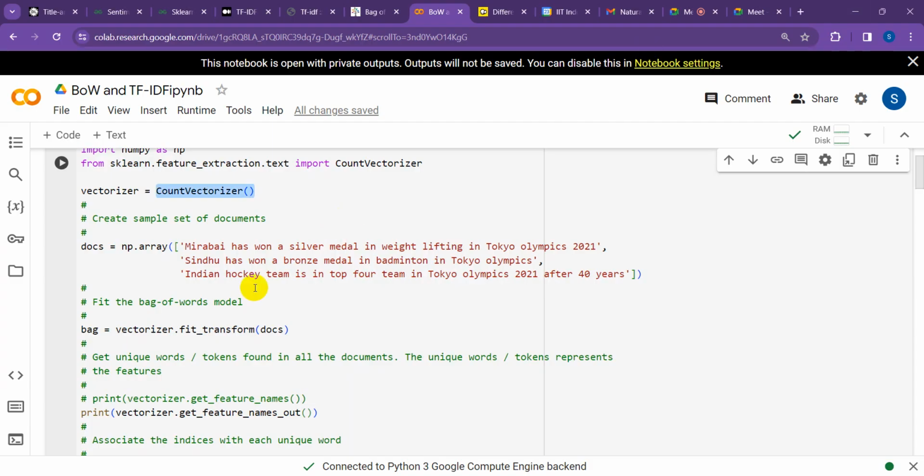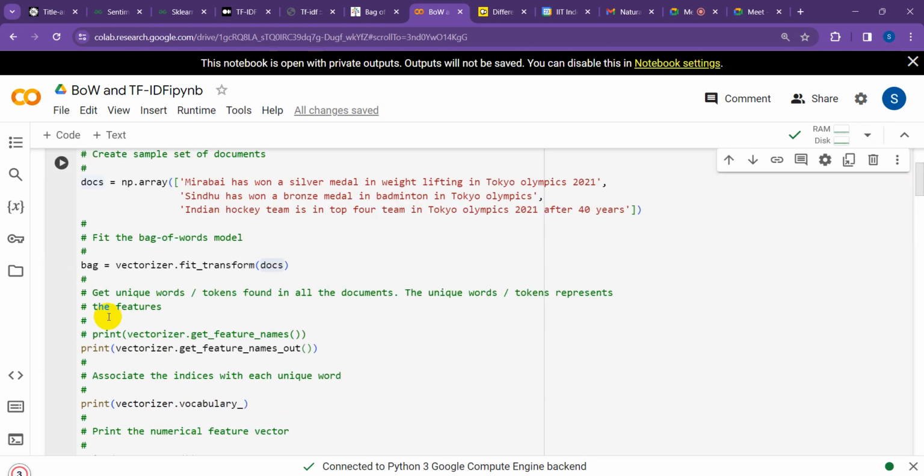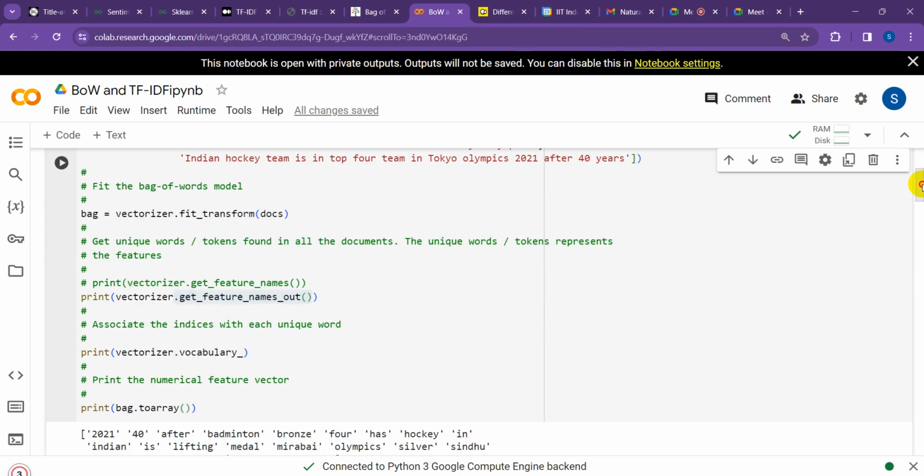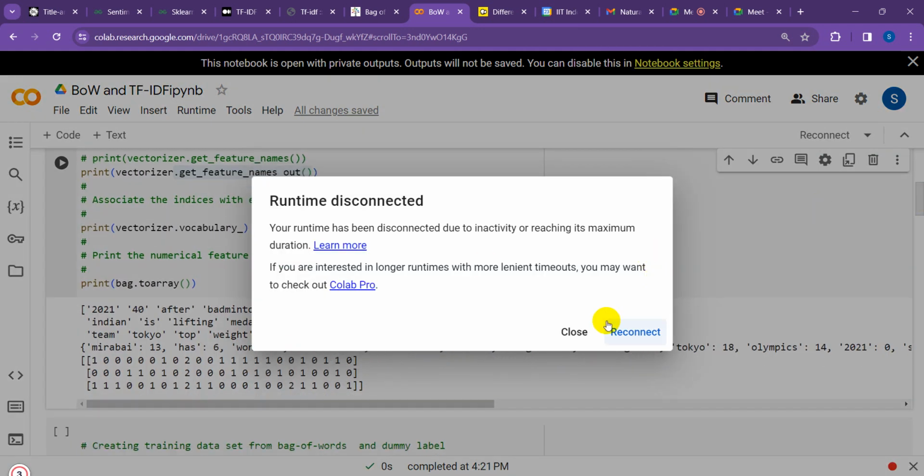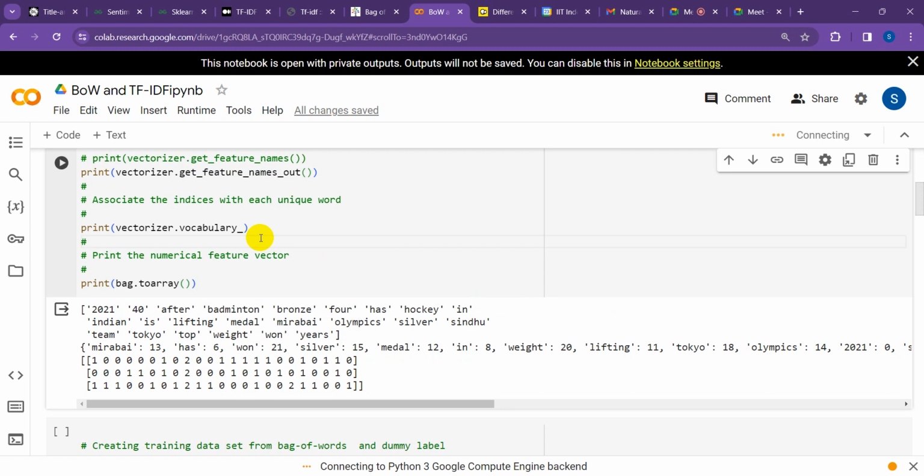Okay, and this .fit_transform is used to obtain this vector for the particular documents that are there in your corpus. And then when you print vectorizer.get_feature_names_out, you will be able to get these kinds of vectors. If you can see my output, okay, let me reconnect and show.